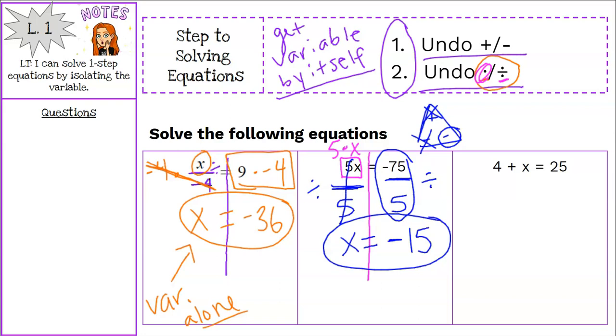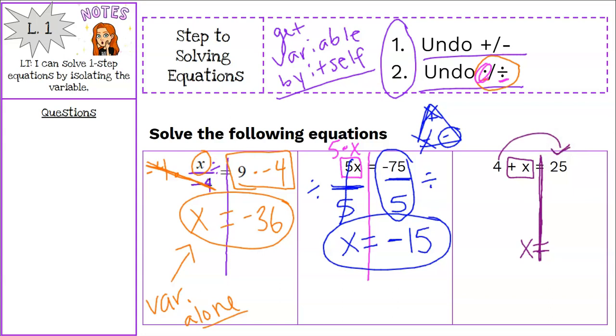All right, last problem here. We have 4 plus x equals 25. So I'm going to draw those railroad tracks. Now on this one, it's a little tricky because our x is after the 4. So this is saying 4 plus x. Remember, our goal is to get x by itself, meaning we don't want to touch this x. We want to get the 4 to join the 25. We need that 4 to move over.